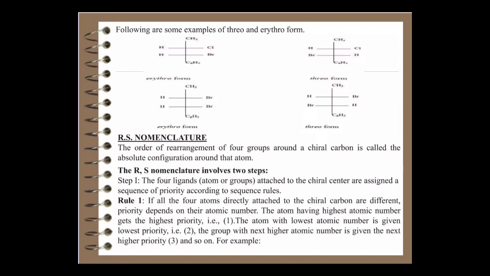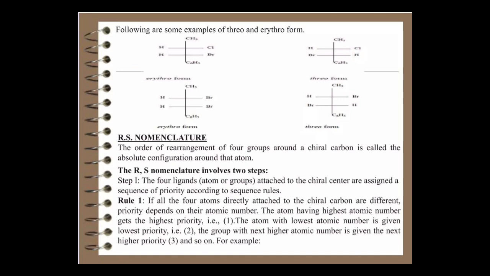Note this. Next, we are going to study R and S nomenclature. Previously, we discussed D and L nomenclature. D means dextro, L means levo. Now, we are going to discuss R and S nomenclature. The order of arrangement of four groups around a chiral carbon is called the absolute configuration around that atom. The R and S nomenclature involves two steps.